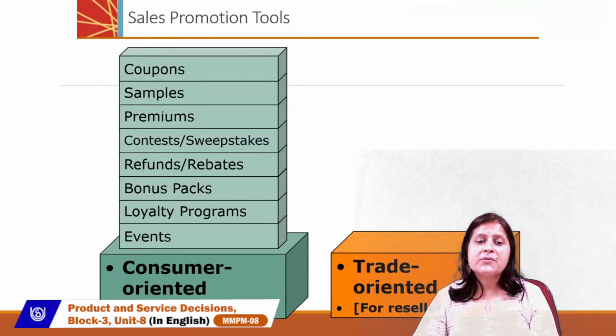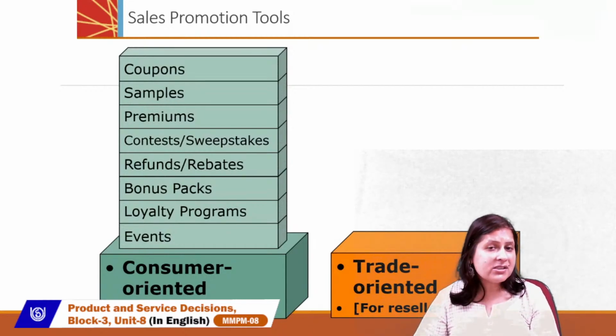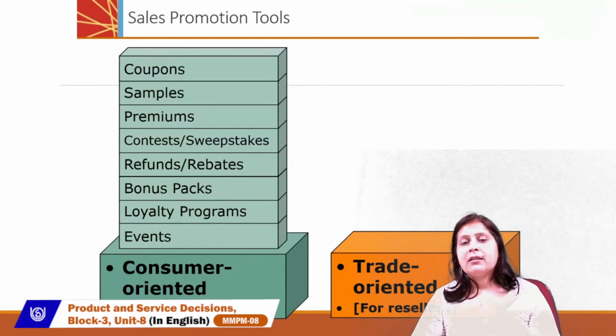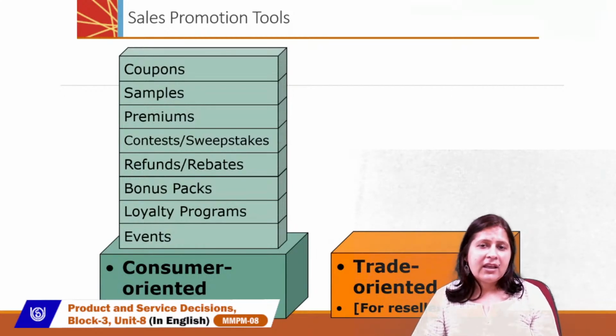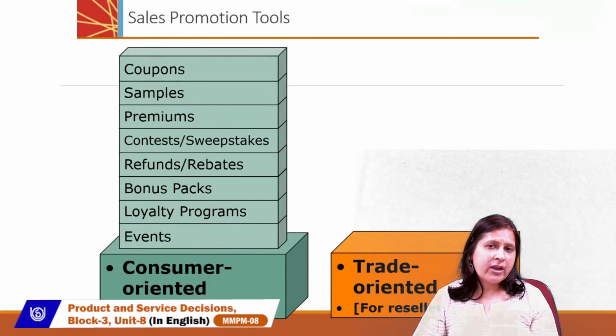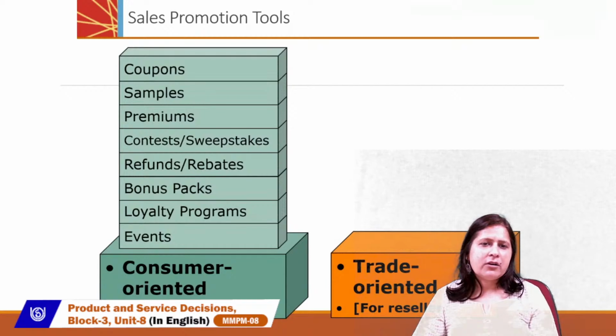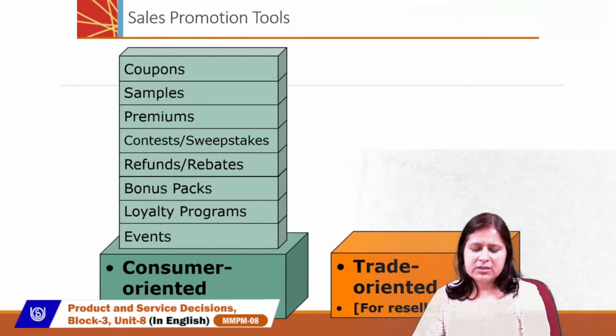Then the premiums, samples or coupons, these are the important sales promotion tools. Coupons, that they can use anytime to purchase the thing, and this makes people feel good. Specifically the rural people, it creates an image in the minds of the rural consumers, right?